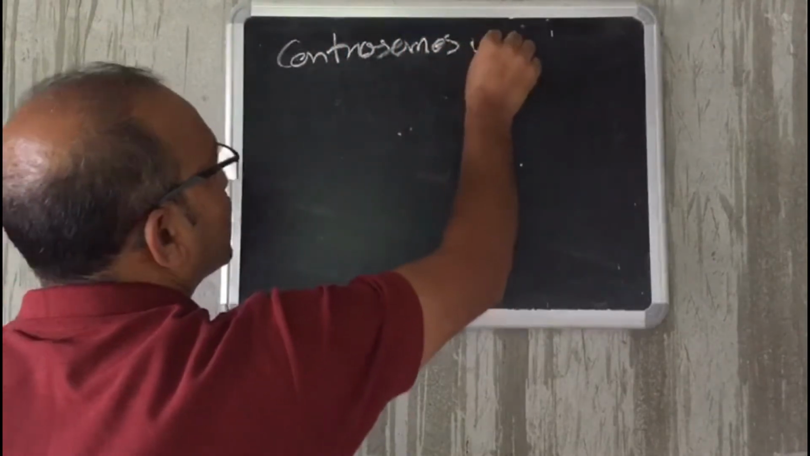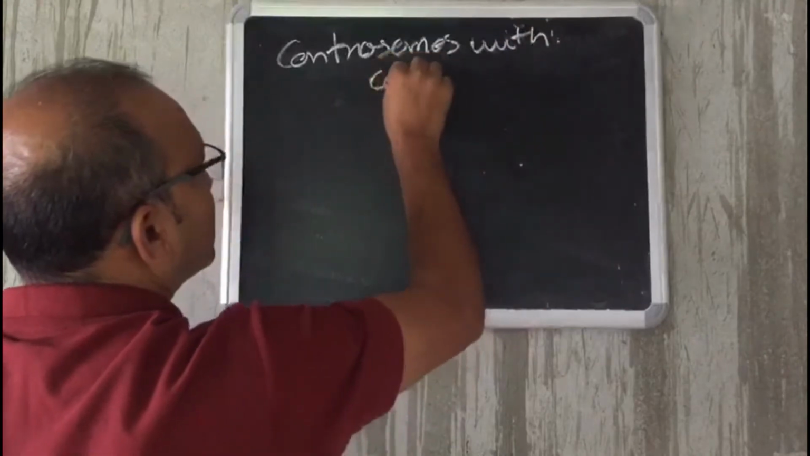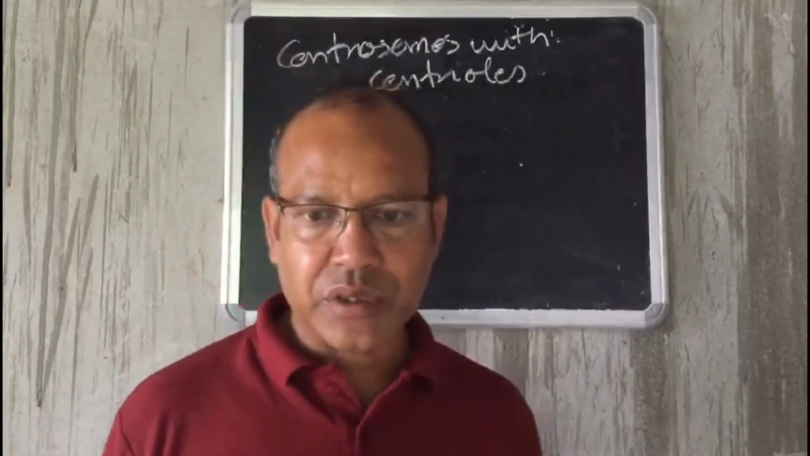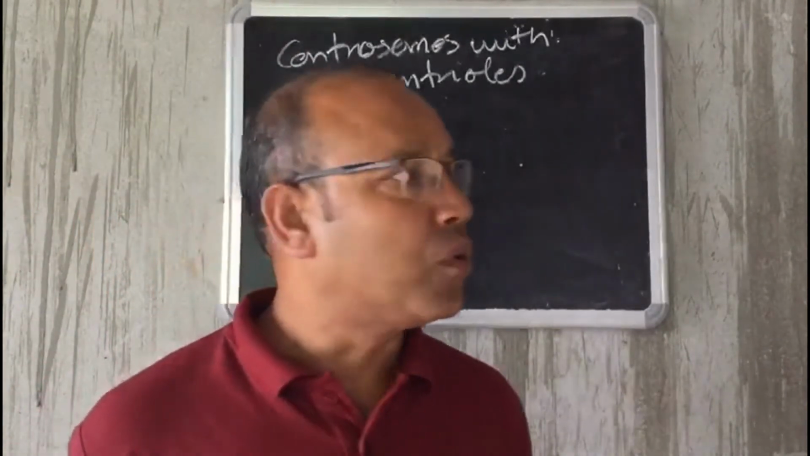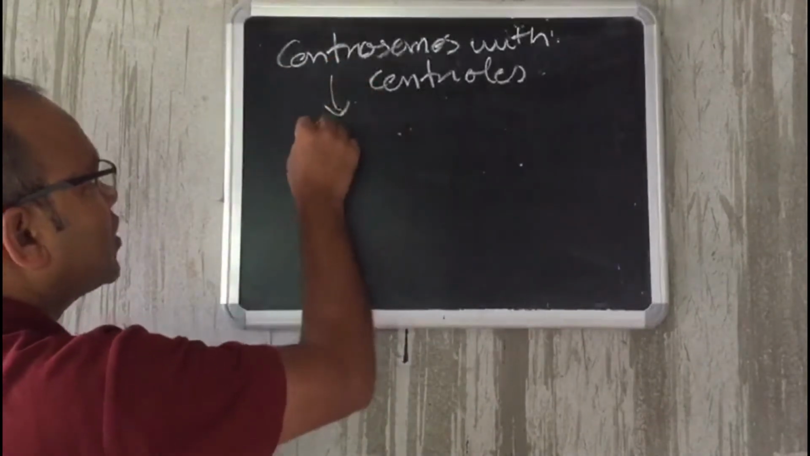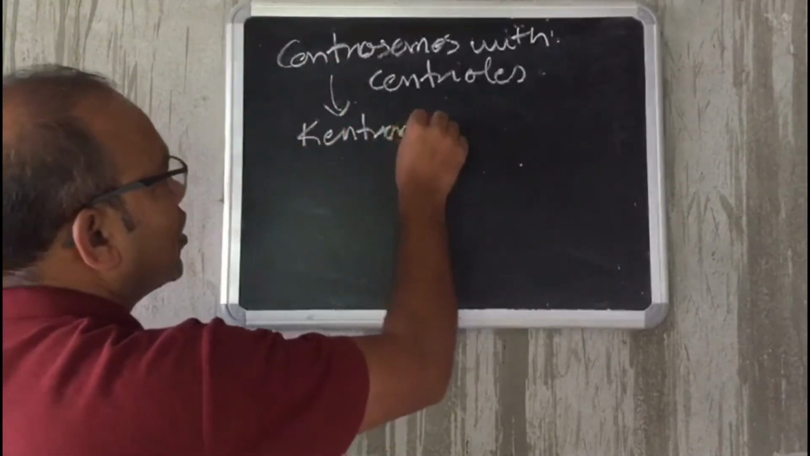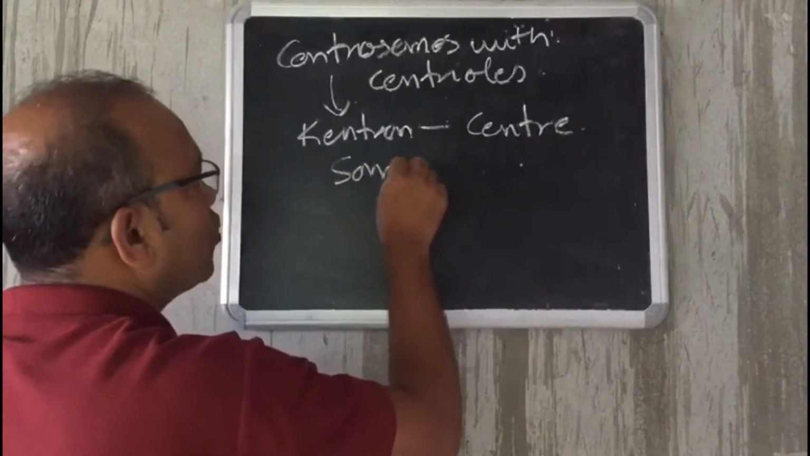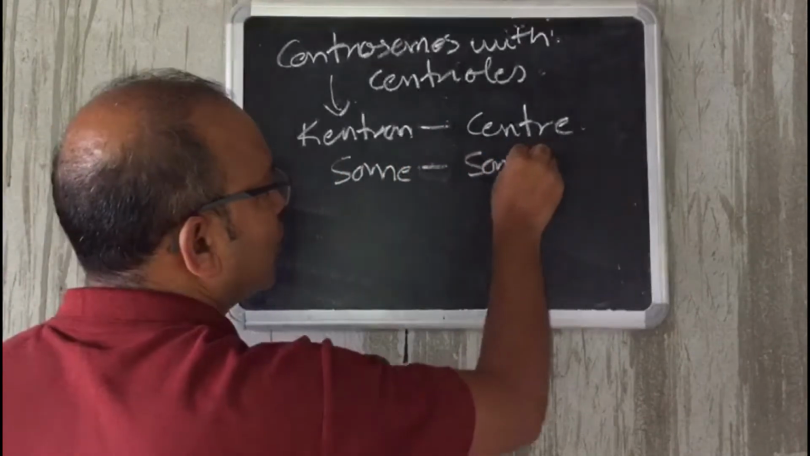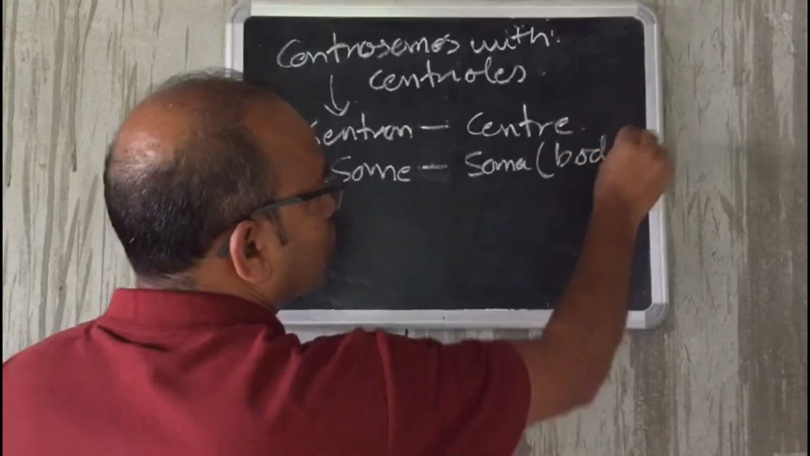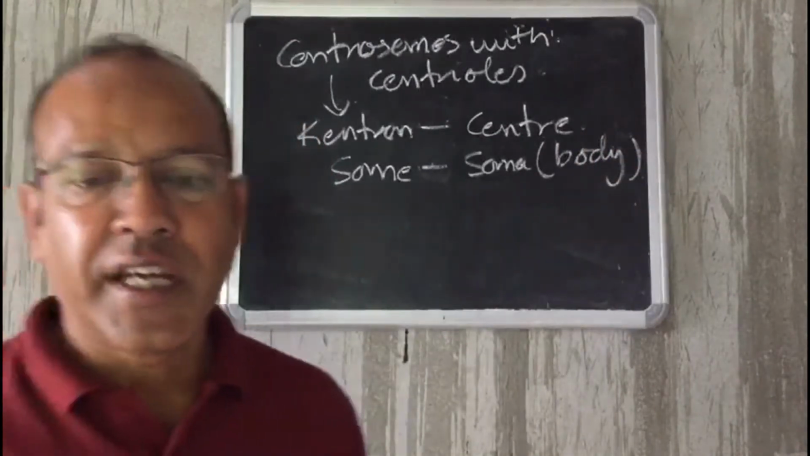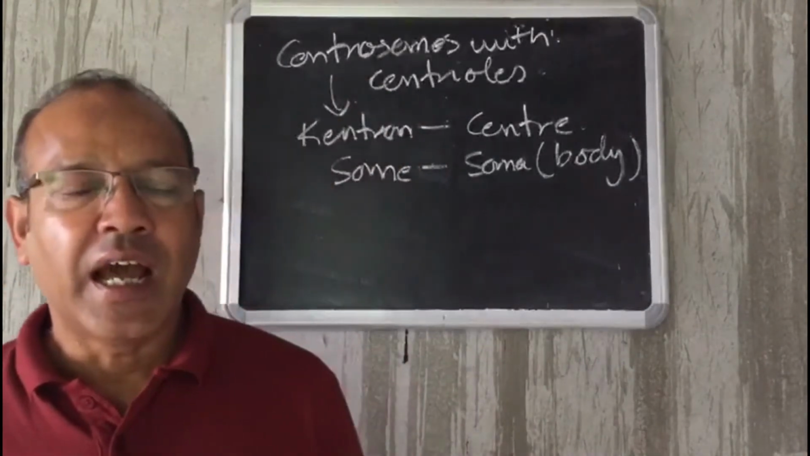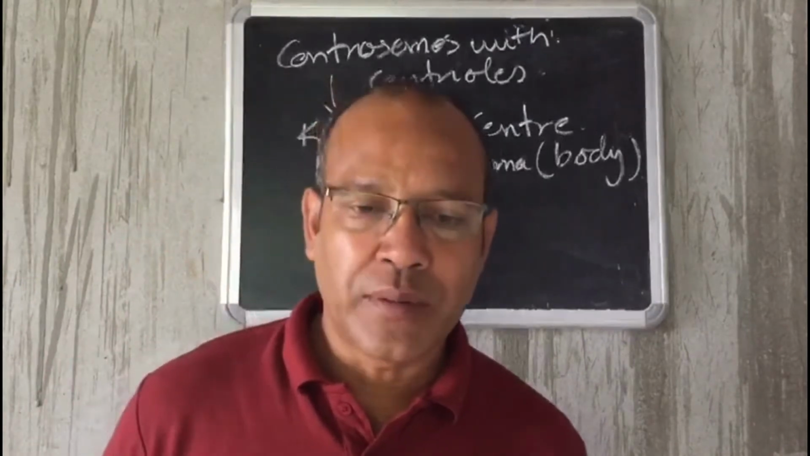Centrosome with centrioles. This centrosome is made up of two words: centron, meaning center, and zome, meaning soma, which we already know means body. So centrosome is made up of two words, centron and zome. Centron comes from the word meaning center, and zome means soma, and soma means body.